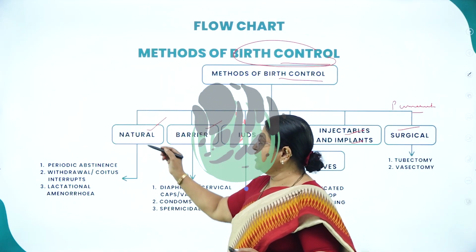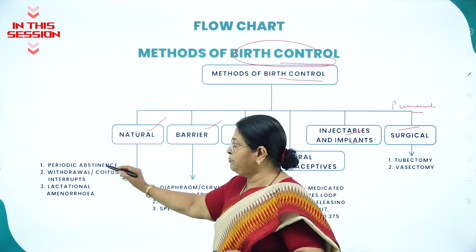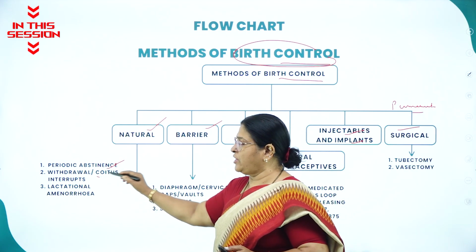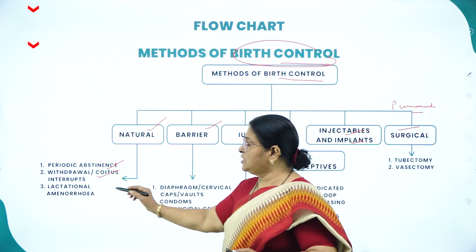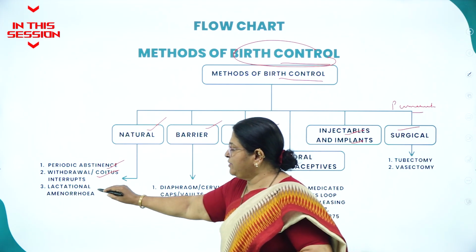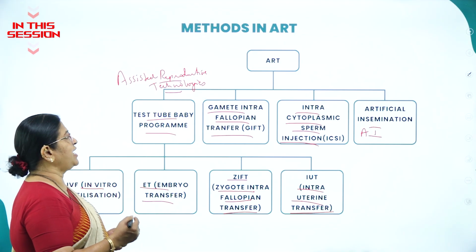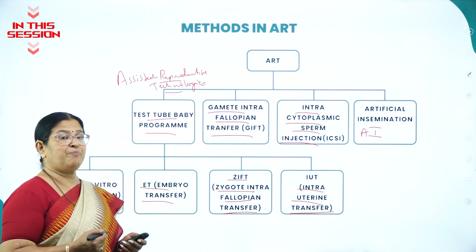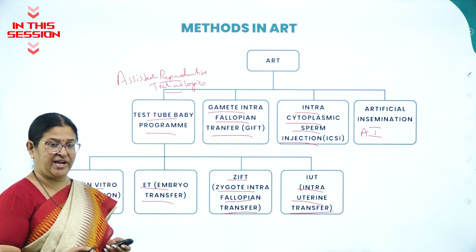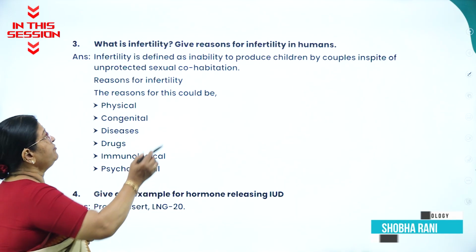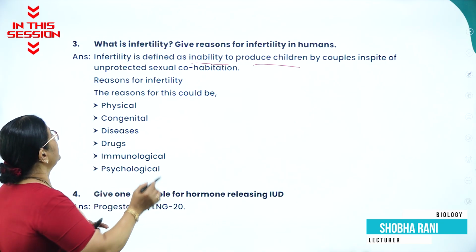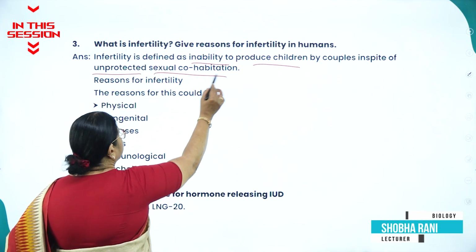Methods that are involved in natural method: one is called periodic abstinence, the second one is called withdrawal method or coitus interruptus, and the third one is called lactational amenorrhea. ARTs are nothing but assisted reproductive technologies, which will help even the couples who do not have children to bear a child. What is infertility? Infertility is defined as inability to produce children by couples in spite of unprotected sexual cohabitation.